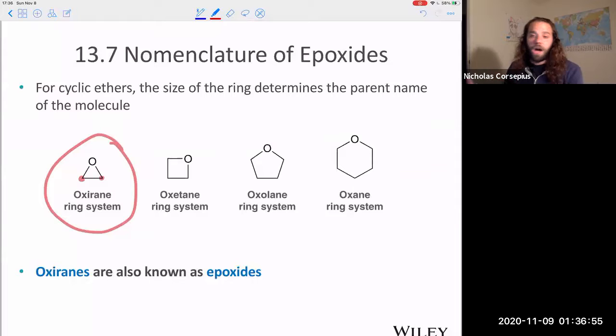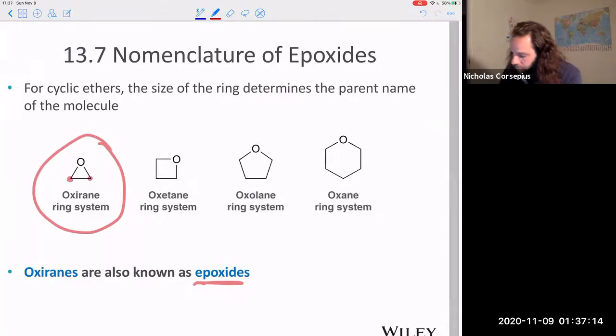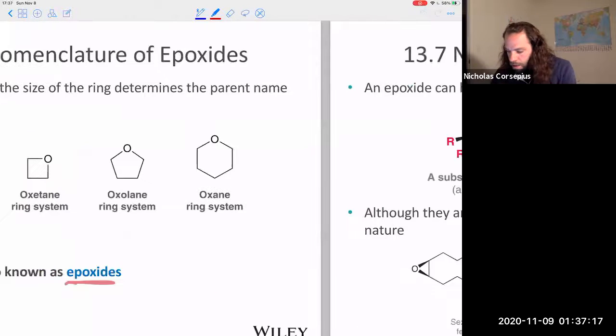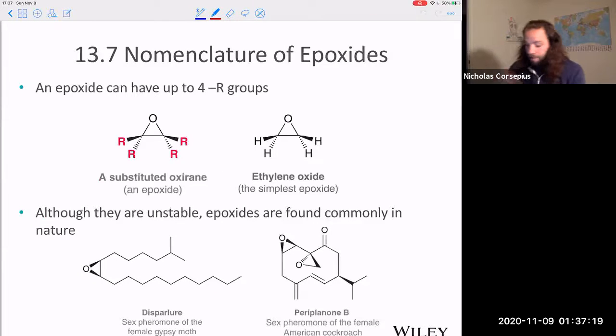There actually are common names of epoxides that have this oxyrane ending. We're not gonna worry about that. But FYI, an oxyrane is more commonly known as an epoxide, right? So an epoxide is a cyclic ether with three members in that ring. You can have up to four substituents.